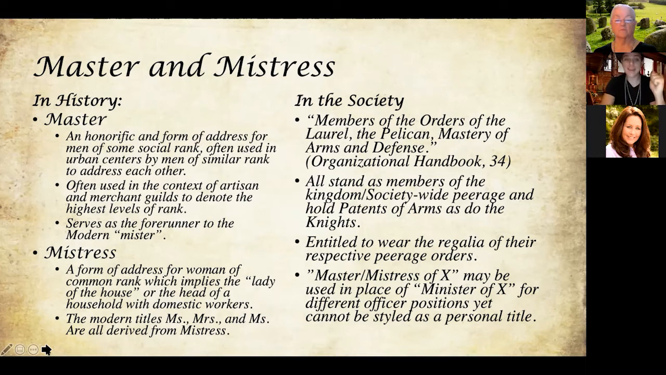Whereas in society, these are the members of the Pelican, the Laurel, the Mastery of Arms, and the Mastery of Defense. They are the society-wide peers who all hold a patent of arms and are equivalent to knights. And they are the people who we look up to as the embodiment of excellence in their pursuit while holding the universal peer-like qualities. And each to their own has the regalia of their respective orders.